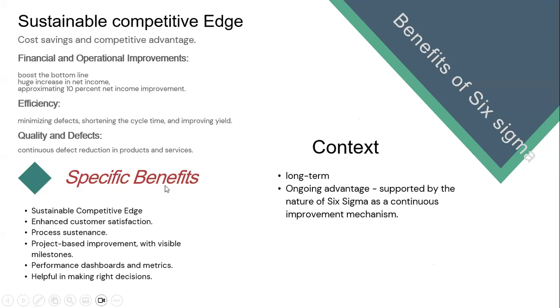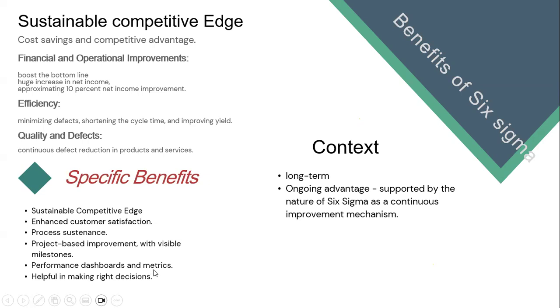What are the specific benefits? As we discussed: competitive edge, customer satisfaction, and process sustenance. Sustenance means it is not varying, where one day it's good and the second day it's lower. That's not going to happen. And project-based improvement with visible milestones. For example, someone asked, my team is making continuous errors, how can I improve? This is a project. I'll create a project for that, and we will fix milestones for how I am moving in that direction. That is going to show it. And a performance dashboard: you can see your improvement in the dashboard and in your metrics itself. It is going to help in making the right decisions.